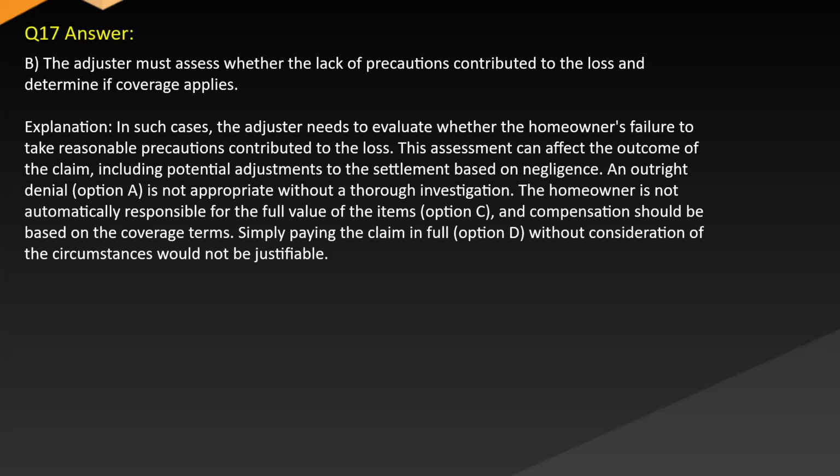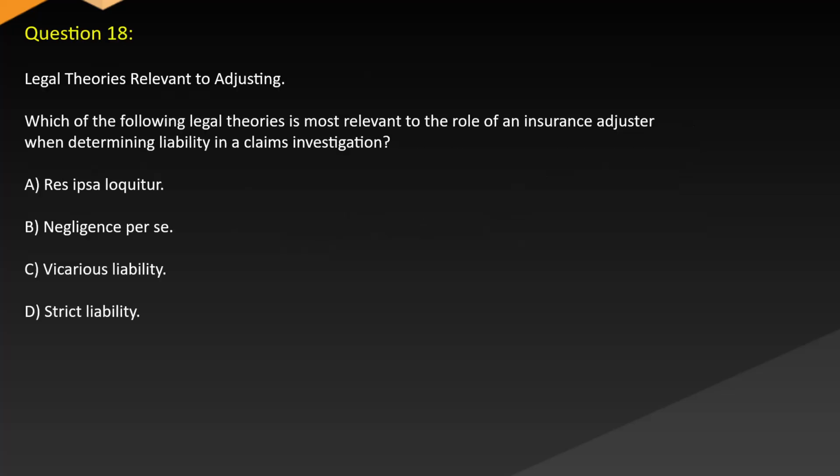An outright denial, option A, is not appropriate without a thorough investigation. The homeowner is not automatically responsible for the full value of the items, option C, and compensation should be based on the coverage terms. Simply paying the claim in full, option D, without consideration of the circumstances would not be justifiable. Question 18. Legal theories relevant to adjusting.